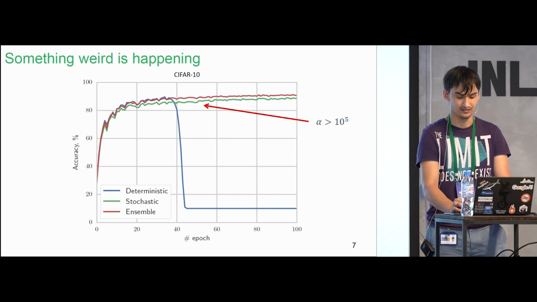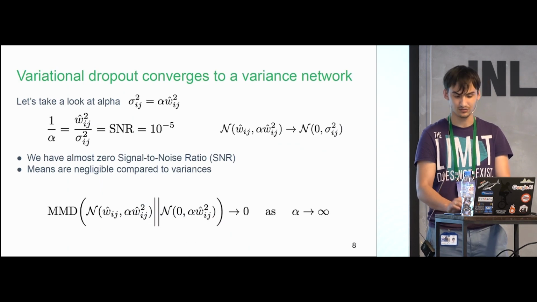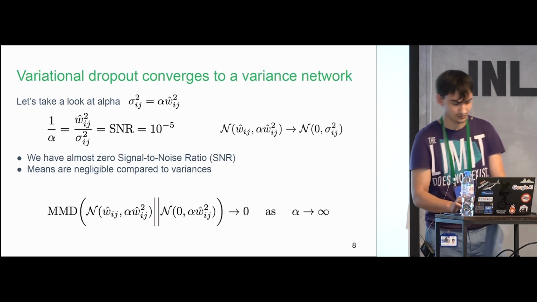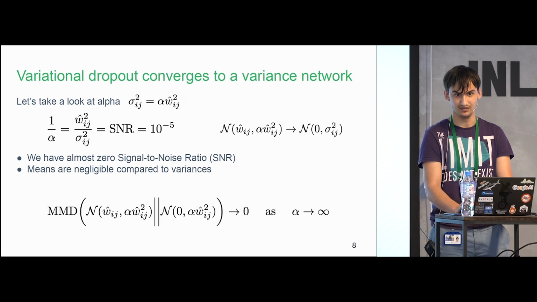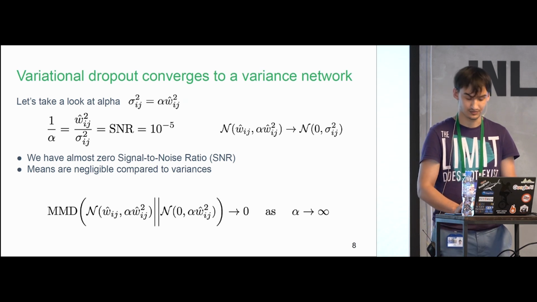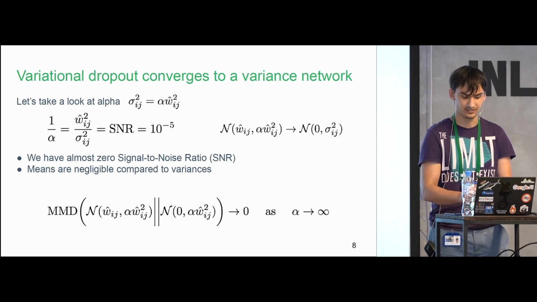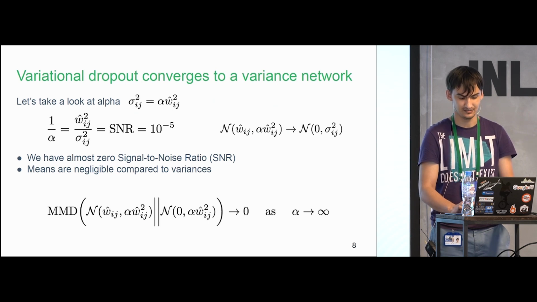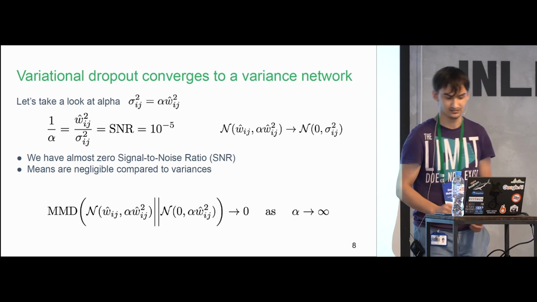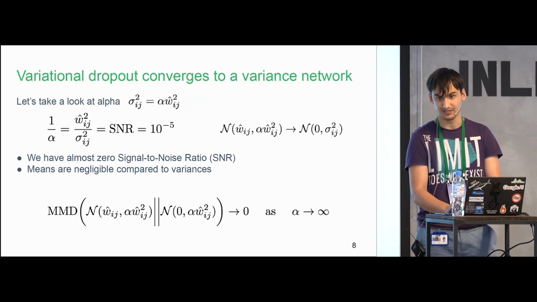So here, it turns out that the weights go to 0, but the variances do not. Let's take a look at how the alpha is computed. Alpha can be computed as the fraction of the variance over the mean value squared. So 1 over alpha is actually called the signal-to-noise ratio, or the expected value squared over the variance. And it is very, very low, like 10 to the minus 5. It means that the signal-to-noise ratio for this particular layer is 0, essentially, and the means are negligible compared to variances.